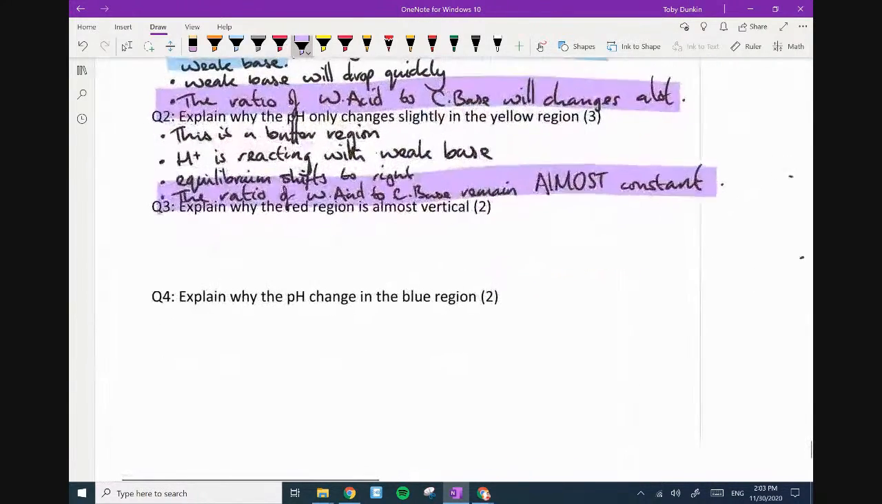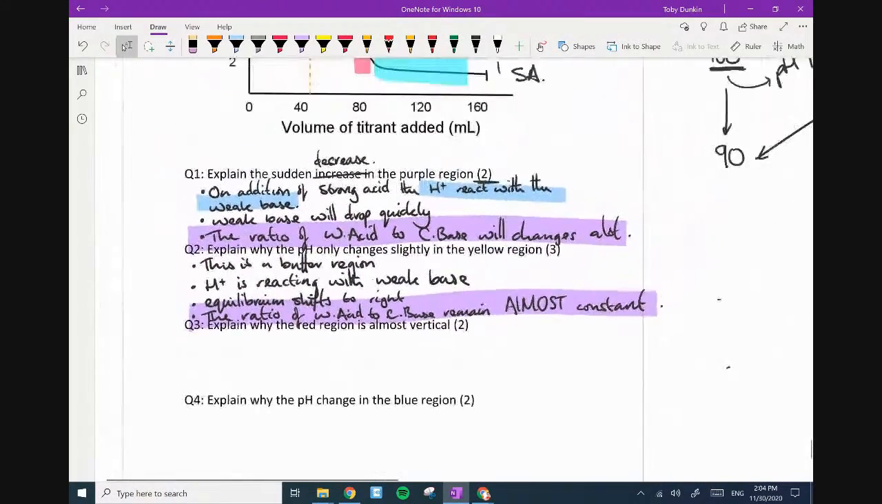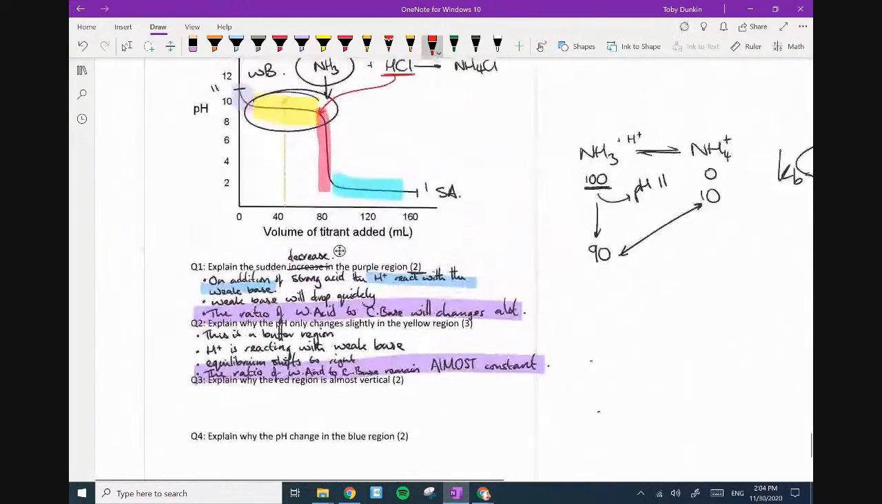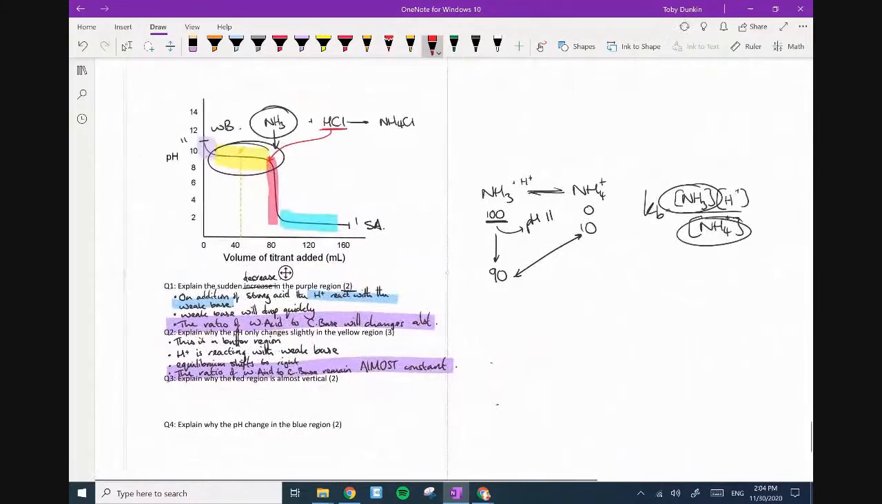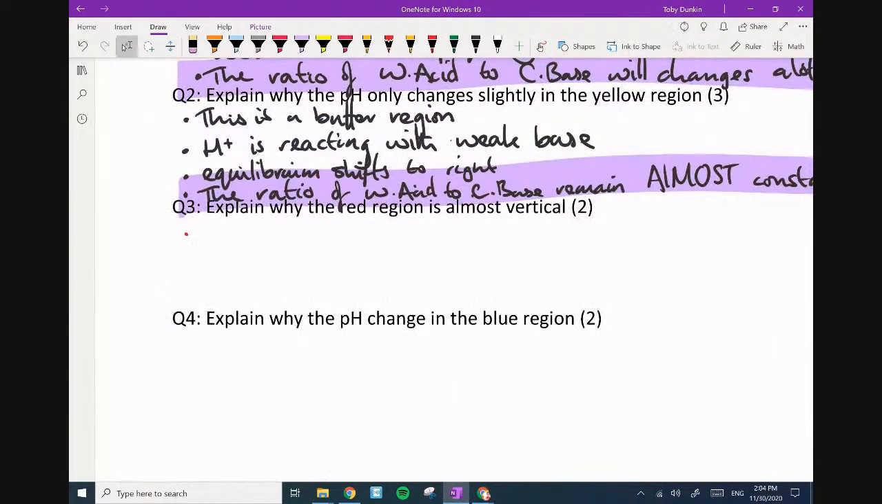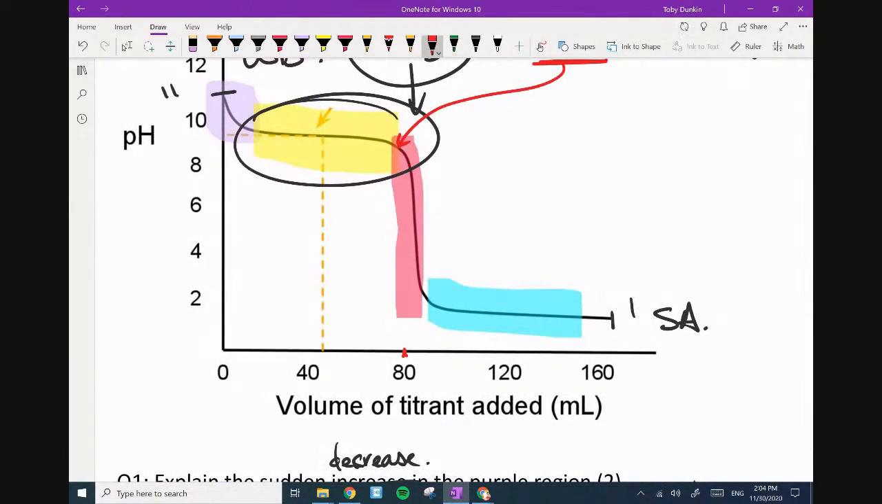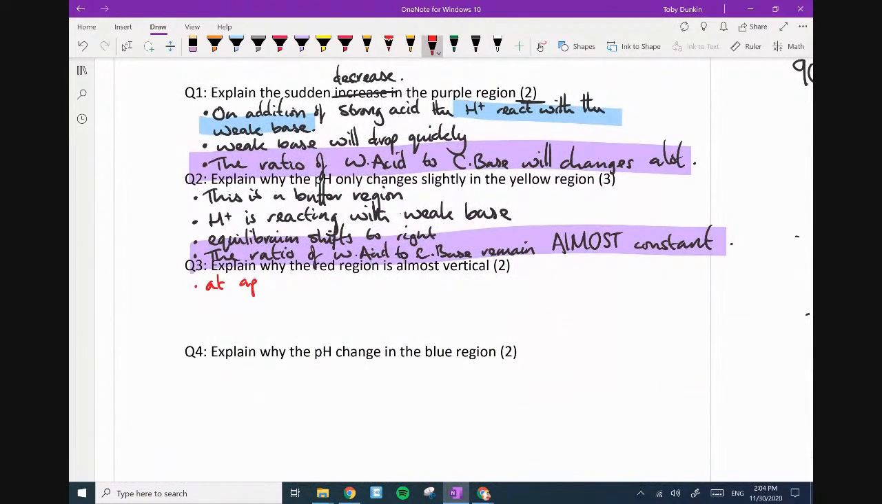I know, it's horrible. Next, explain why the red region is almost vertical. Right, so what we need to explain here is why it suddenly drops. We're adding acid. At that point there, the weak base, at approximately 80 centimeters cubed, the weak base is all used up.